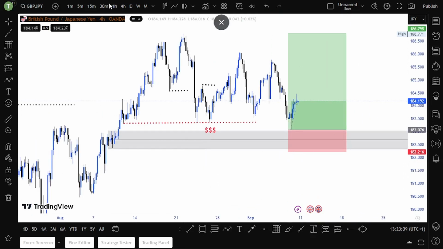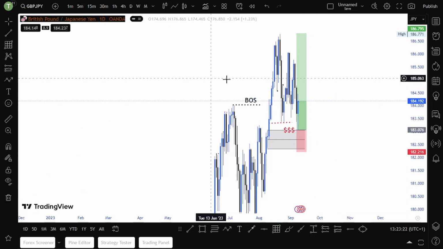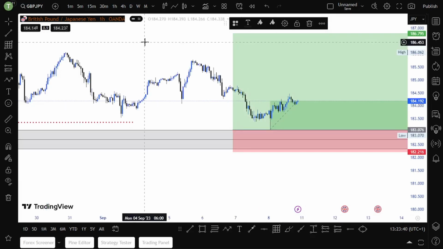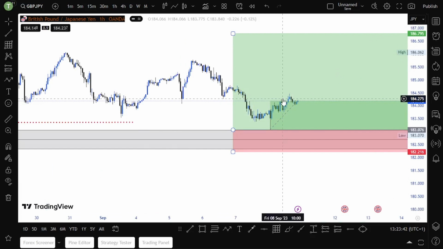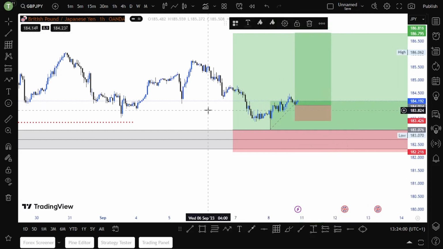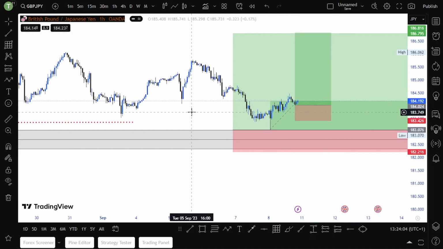So let me just quickly go on daily. This one is a nice buy, guys. We might get another entry, and that entry is on H1. So we could enter our second buys here, because price is already showing upward momentum.